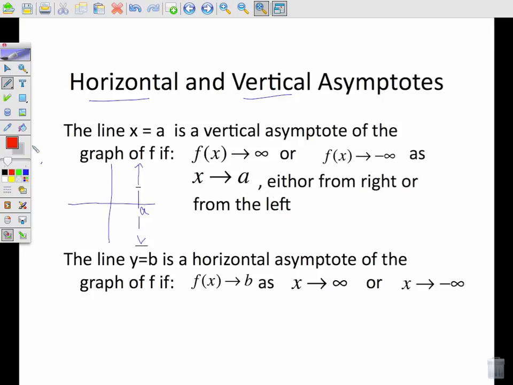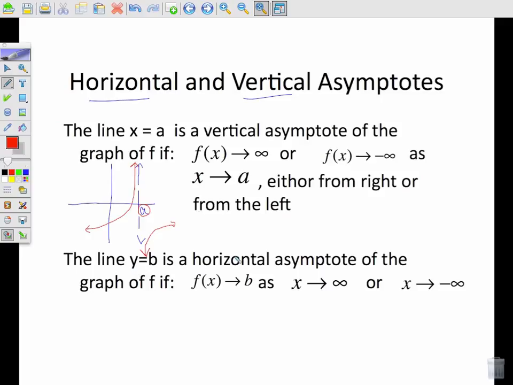So basically what they're saying here is if I have a graph that comes along and slowly gets closer and closer to that vertical line, approaching the line but never crossing it, then that is considered a vertical asymptote. We may also see the graph go to negative infinity, but it's slowly approaching and never crossing. So this vertical line right here, x equals a, is a vertical asymptote.